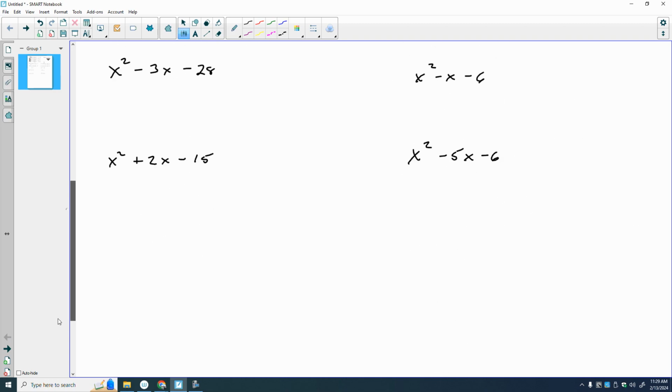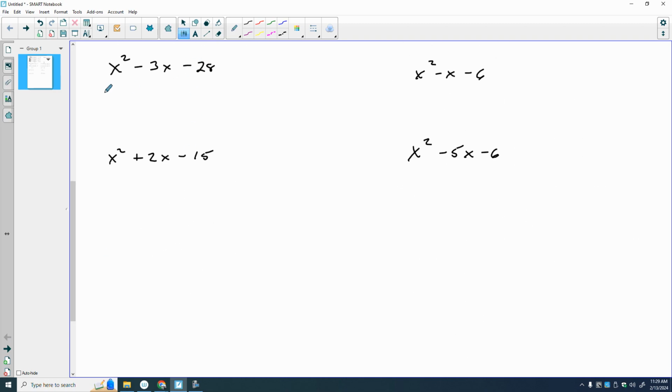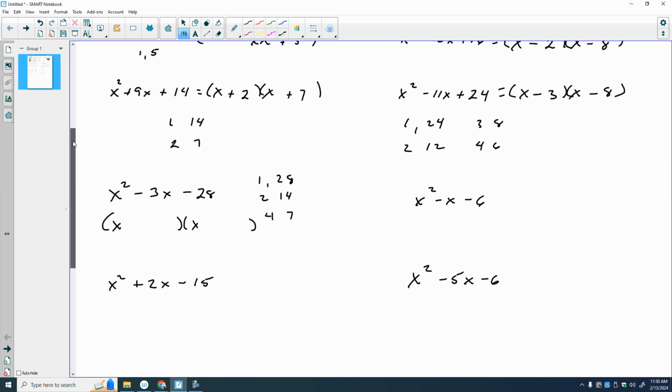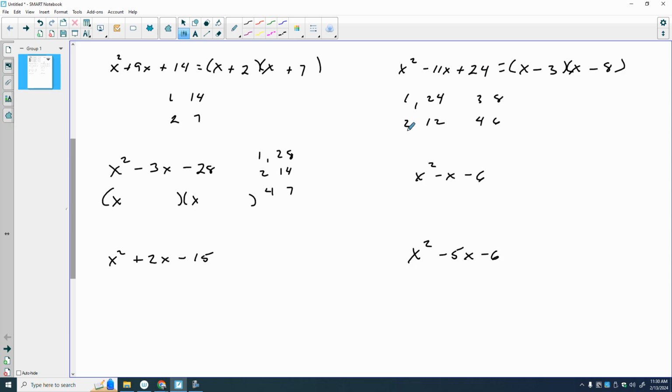Okay. If the last term is negative, I start off the same way. How do we get x squared? X and x. How do I get 28? 1 and 28, 2 and 14, 4 and 7. That's all. Okay, so which one of these will subtract to give me 3? 4 and 7. Oh, I got to go back to that one there. We could have done that one. I missed a factor. 4 and 7 also worked back there.